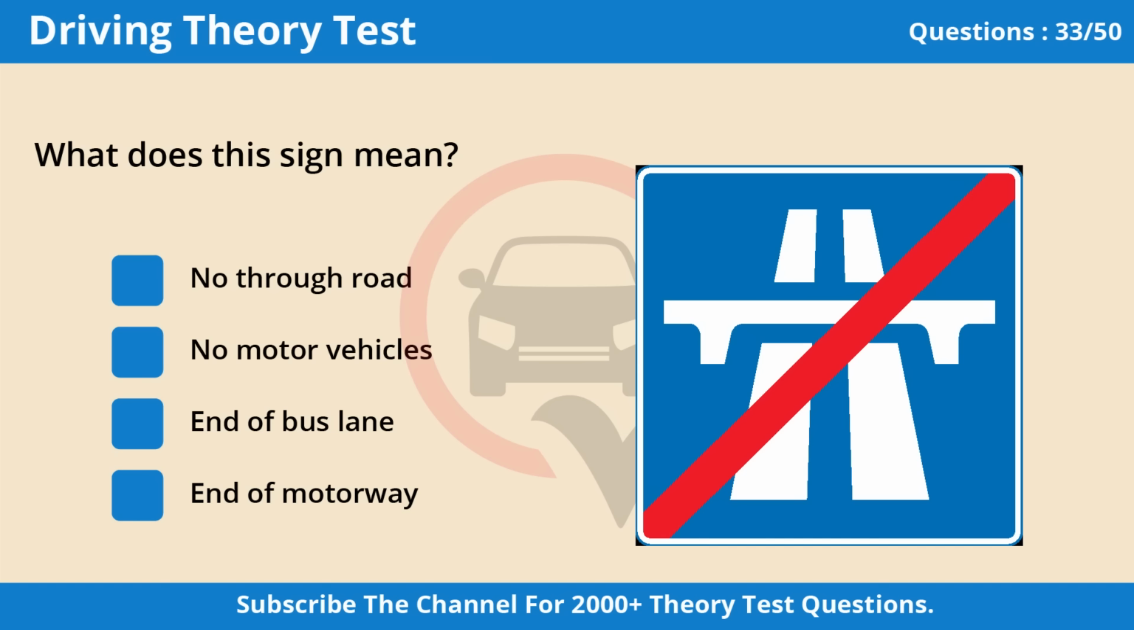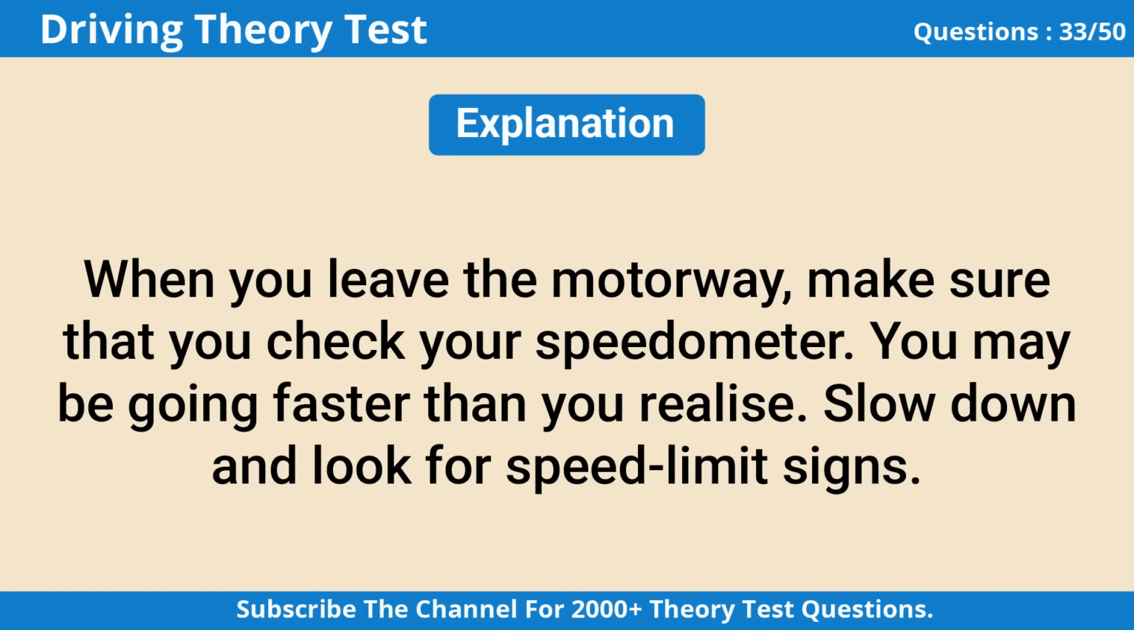Question 33. What does this sign mean? A. No through road. B. No motor vehicles. C. End of bus lane. D. End of motorway. D. End of motorway. When you leave the motorway, make sure that you check your speedometer. You may be going faster than you realize. Slow down and look for speed limit signs.